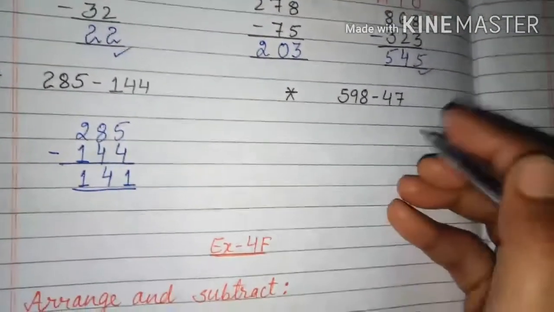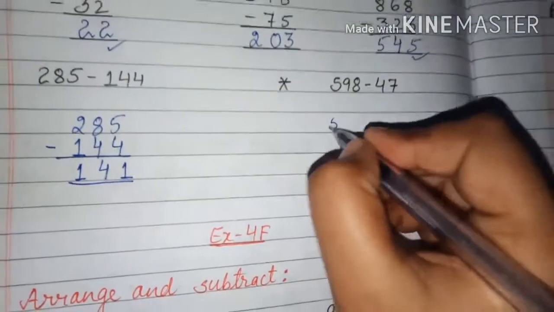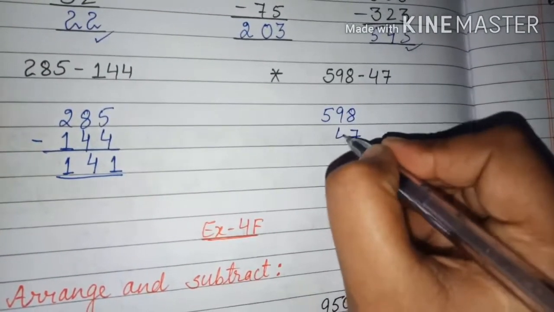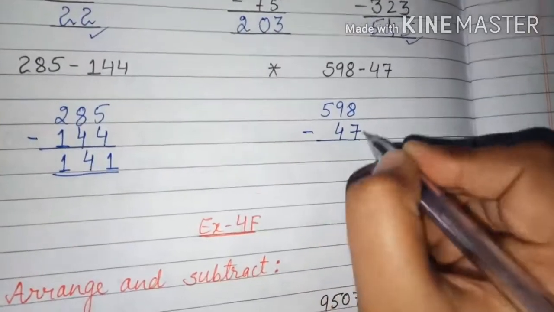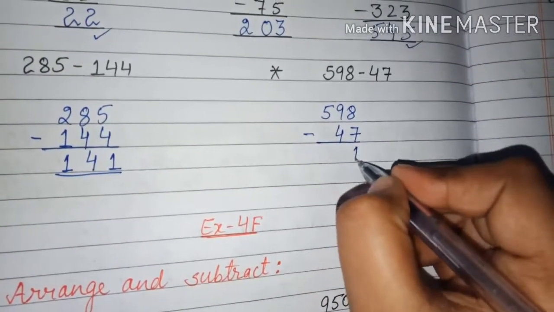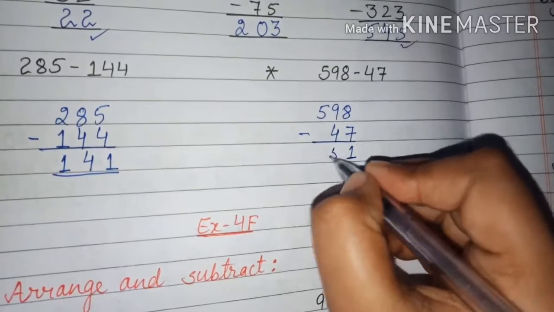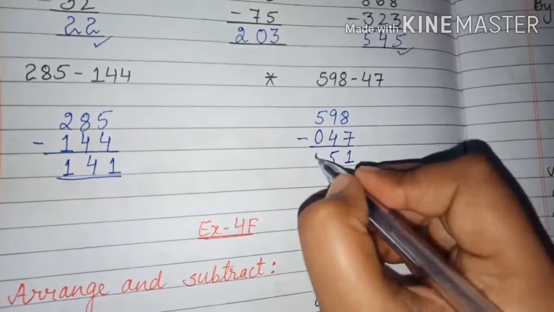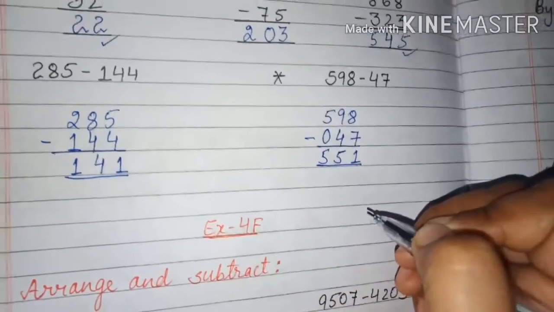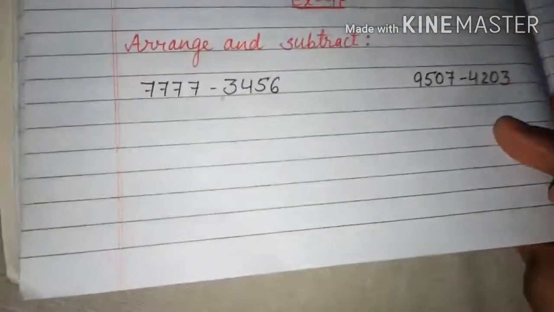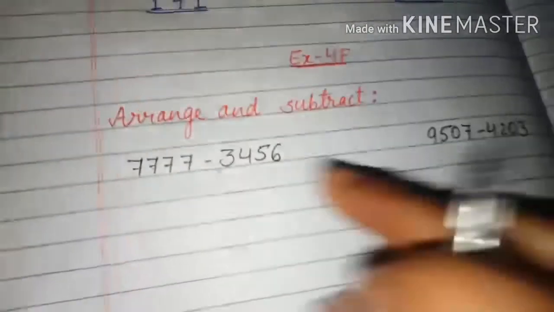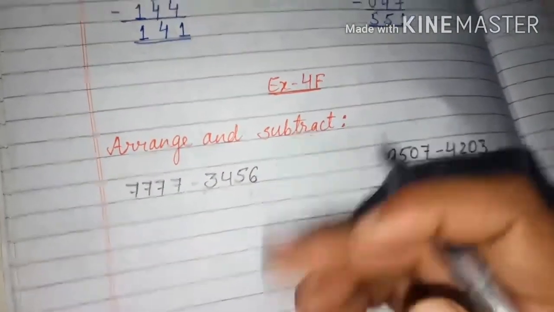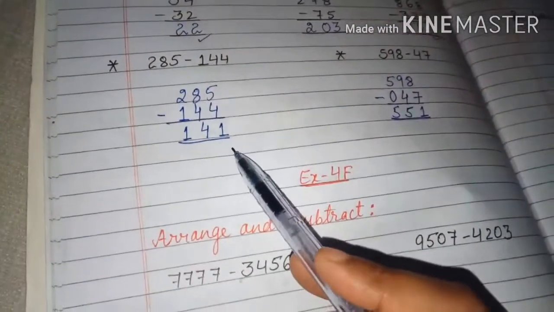Now in this question, 598, last digit is 4, 7 and then 4. Subtract 8 minus 7, 1, 9 minus 4, 5, 5 minus nothing is there, so there should be 0, it is 5, and you will get your answer. Now we have our exercise 4F, arrange and subtract. Arrange means to arrange them in columns, that we have done in this question also.